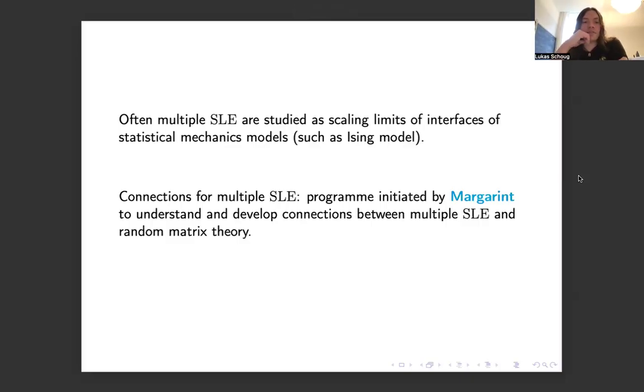And then there's a program initiated by Vlad Margarint that seeks to understand and develop the connections between multiple SLE and random matrix theory. And I believe I saw Vlad earlier in the audience here, so now he will feel some pressure to do these things.